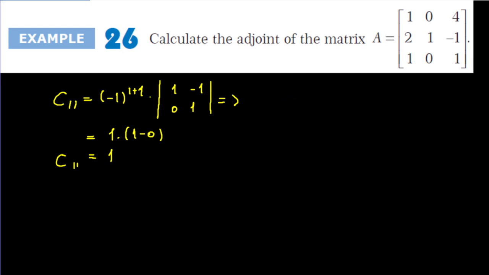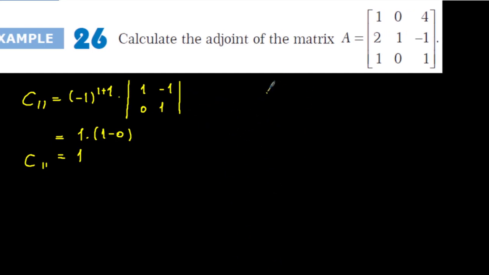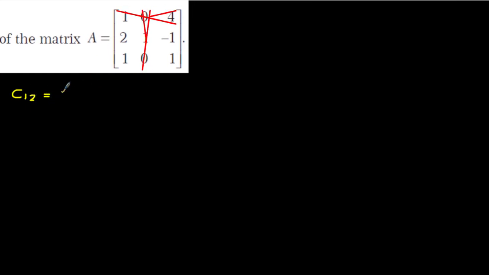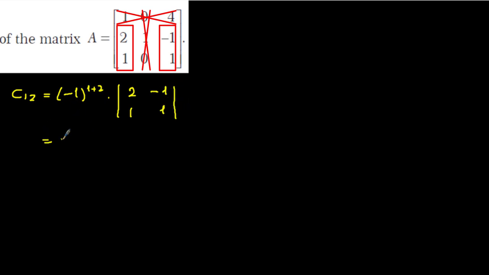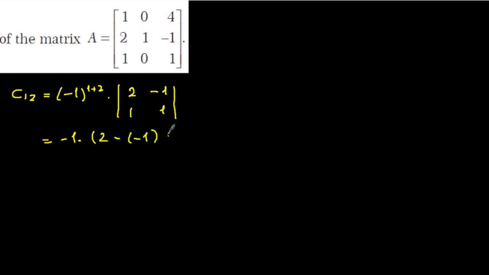What about C1,2? C1,2 is equal to the first row and second column closed, then minus 1 to the power of 1 plus 2 times the minor, which becomes 2, 1 and minus 1, 1. That is minus 1 to the power of 3 times 2 times 1 minus 1 times minus 1, which is 2 plus 1, equal to 3. So minus 1 times 3 is equal to minus 3. C1,2 is equal to minus 3.